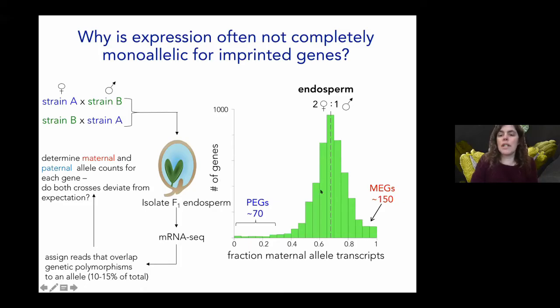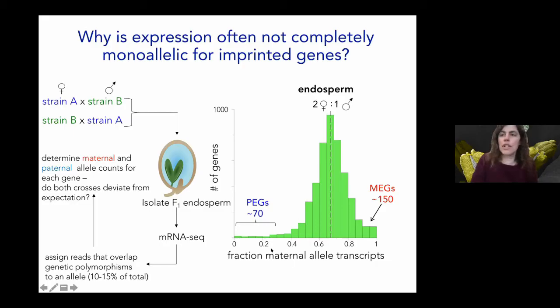So what you see at a genome-wide scale is that this looks like a pretty normal distribution centered around 67% maternal for most genes. So for most genes, they're expressed in the same dosage that you find the DNA, this 2-to-1 maternal to paternal ratio. But what we're interested in are these imprinted genes over here at the edges of the distribution. So there's a few hundred imprinted genes with usually more MEGs identified than PEGs in a given species.